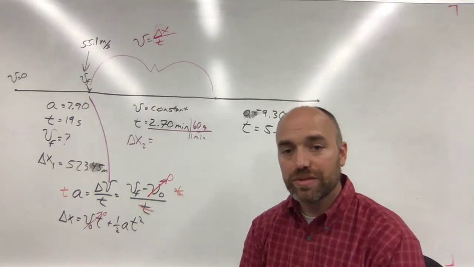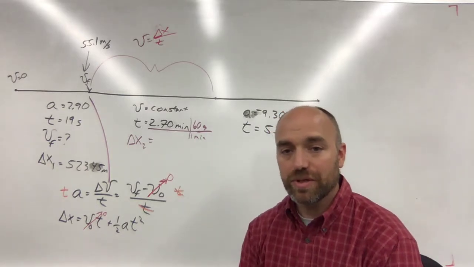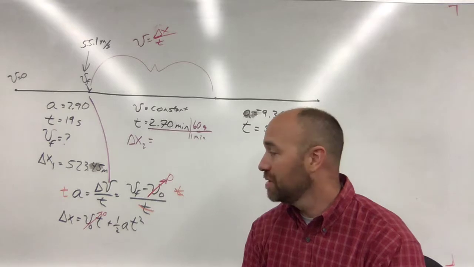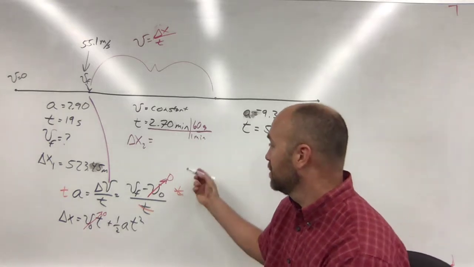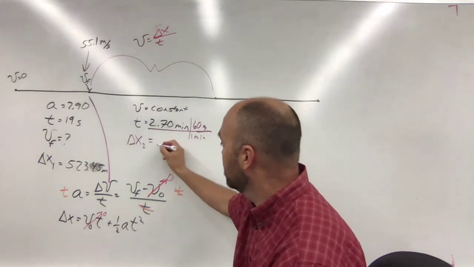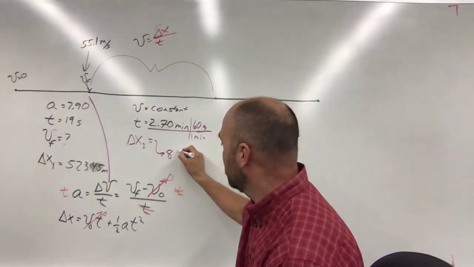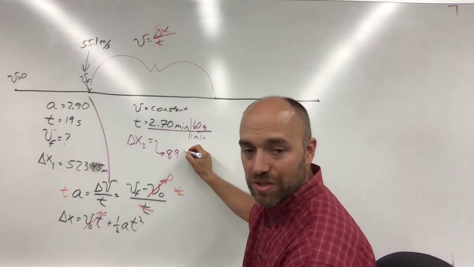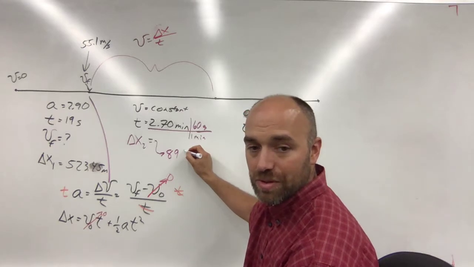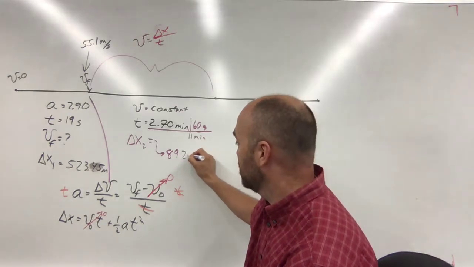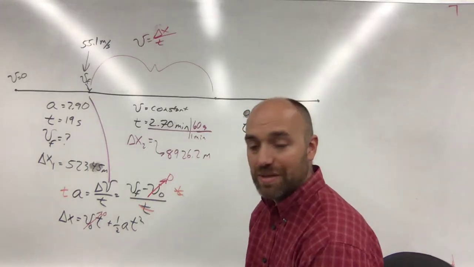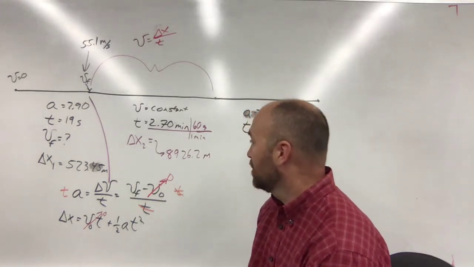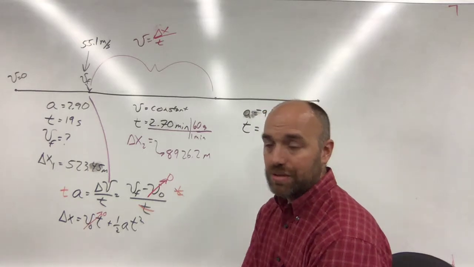Sarah, did you already get this one? I did. I got a big number. I don't know if it's right. What'd you get? I got 8,926.2. That's exactly what I got. 8,926.2. And you got the same thing, Amy? Yeah. Good. Okay. Y'all are doing good.